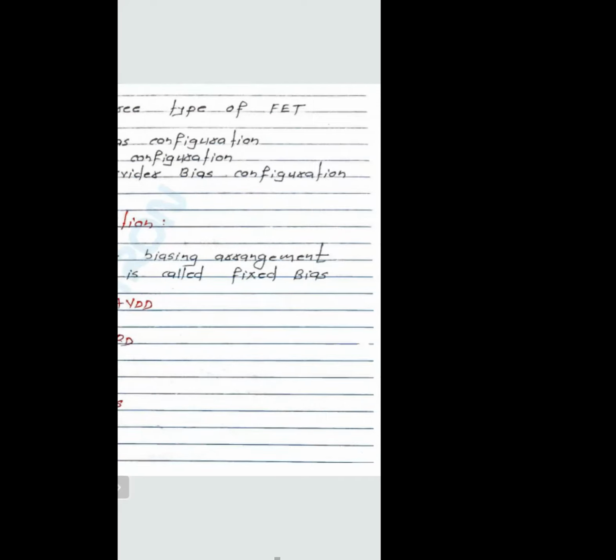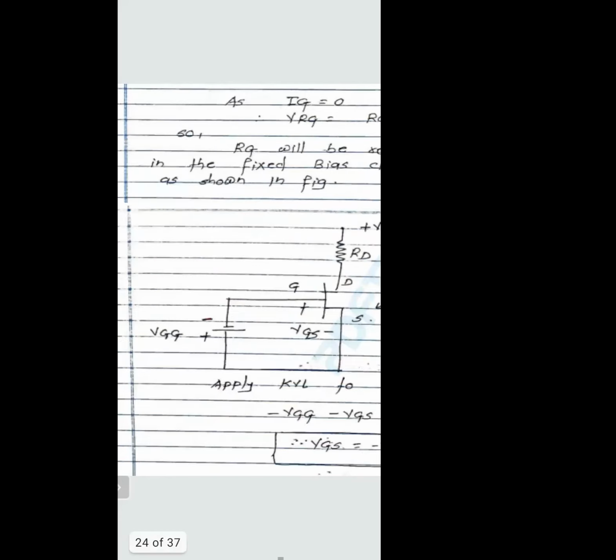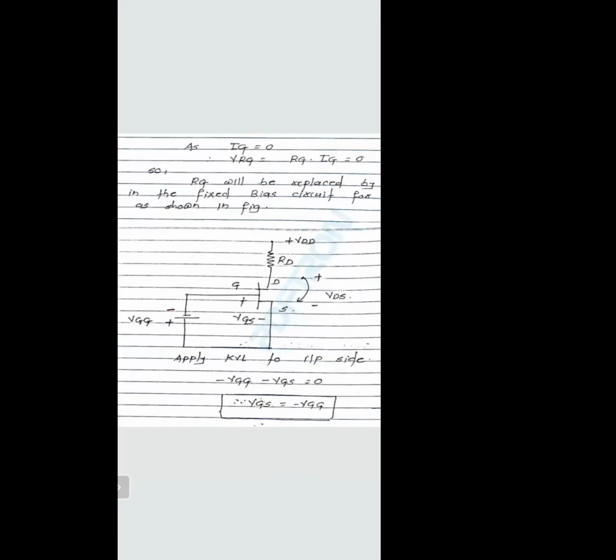See, in this figure, we have to eliminate the RG and apply the voltage to the particular terminal of the gate to source across it. For that purpose, what do we have to do? We have to consider the gate current equal to 0.